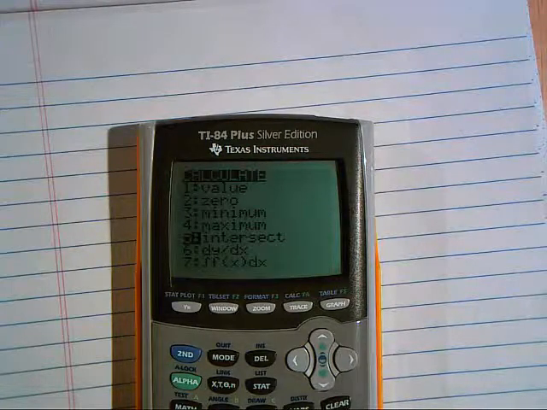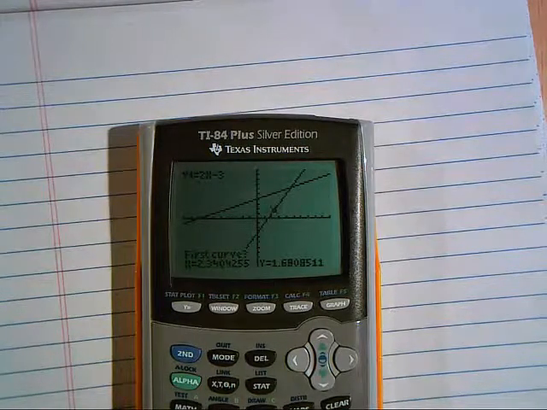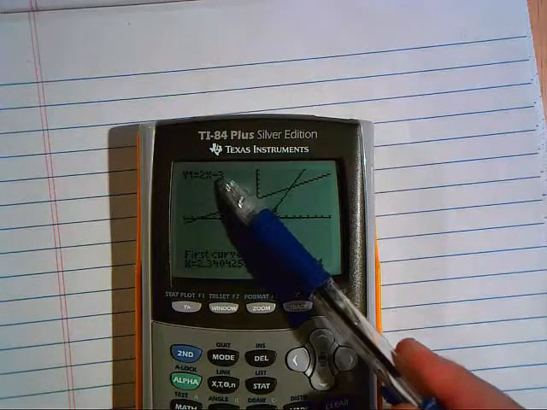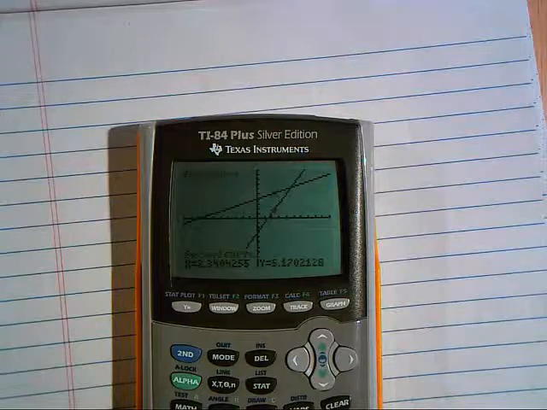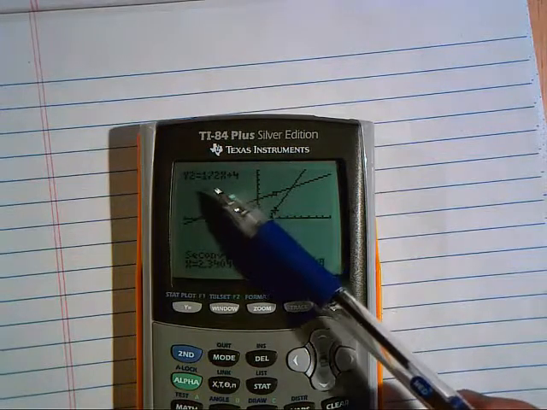Okay, so here's what we need. Intersect. It asks us, is that the first equation? Yes, that's the first one I want to use. Notice up in the corner here, it tells us this is y is 2x minus 3. Hit enter. Then it asks, is this the second equation you want to use? And again, notice it is y2 equals 1/2 x plus 4.